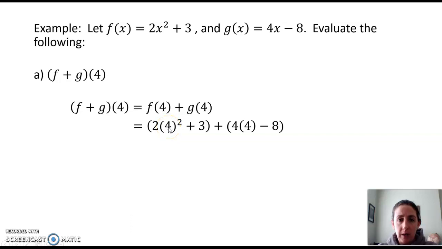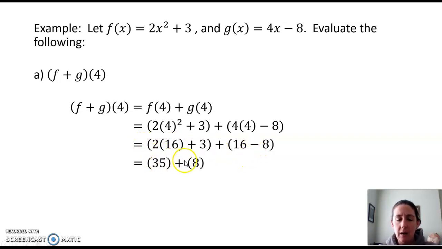And then evaluate, simplify, so parentheses first, right, for order of operations. That gives me 2 times 16 plus 3. This gives me 16 minus 8. 2 times 16 is 32 plus 3 is 35. 16 minus 8 is 8. And now I can add those two numbers together to get 43.